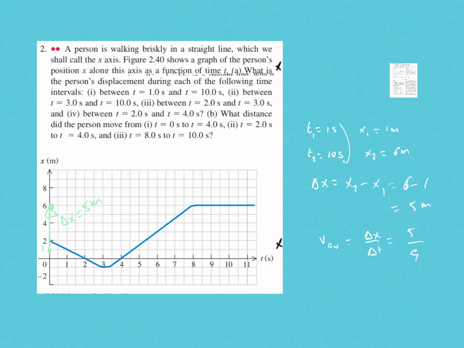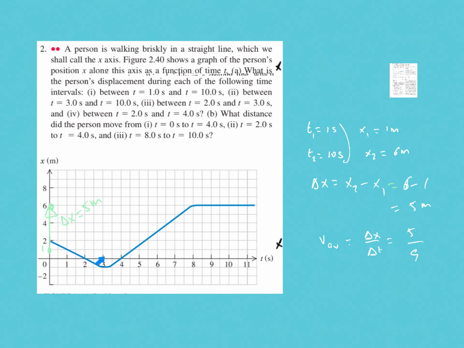So now let's go to part B. Part B says, what distance did the person move from t equals 0 to t equals 4 seconds? Okay, from t equals 0 to t equals 4 seconds, he started at x equal 2. So he moved 2 meters. Later on, he moved 1 meter again, when t equals 3 is 1 meter. So the distance is 3 meters.